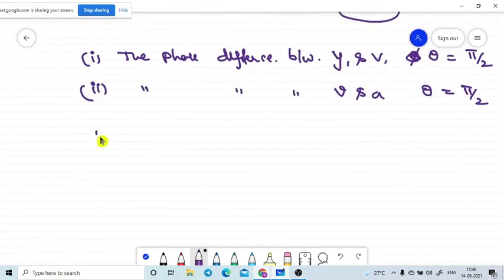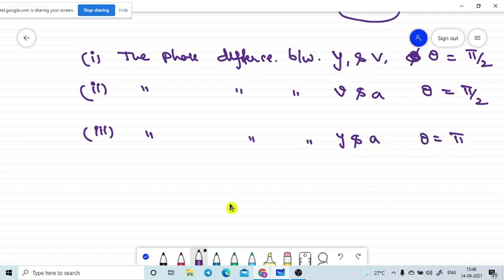The third conclusion is that the phase difference between the displacement and acceleration, theta, is equal to pi. These three conclusions are very, very important. They may ask them in many of your entrance test examinations. They are very important. So I hope there is no doubt regarding this. Let me move on to another topic.